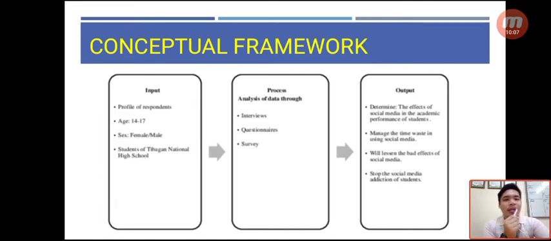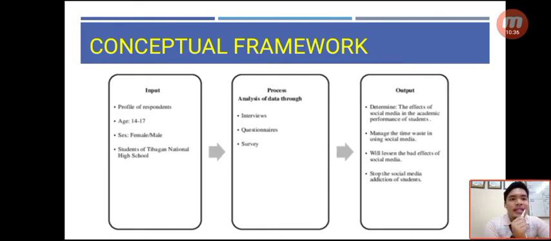Yung ilalagay po dun sa input ay yun din po nakalagay dun sa statement of the problem. So, profile of the respondent, kung ang age niya ay 14 to 17 na magsasagot ng research, ilalagay nyo po. The sex, it can be male or female. Then, lalagay po dun sa baba is kung sino po yung isa-survey, kung sino yung mga magsasagot ng inyong thesis.